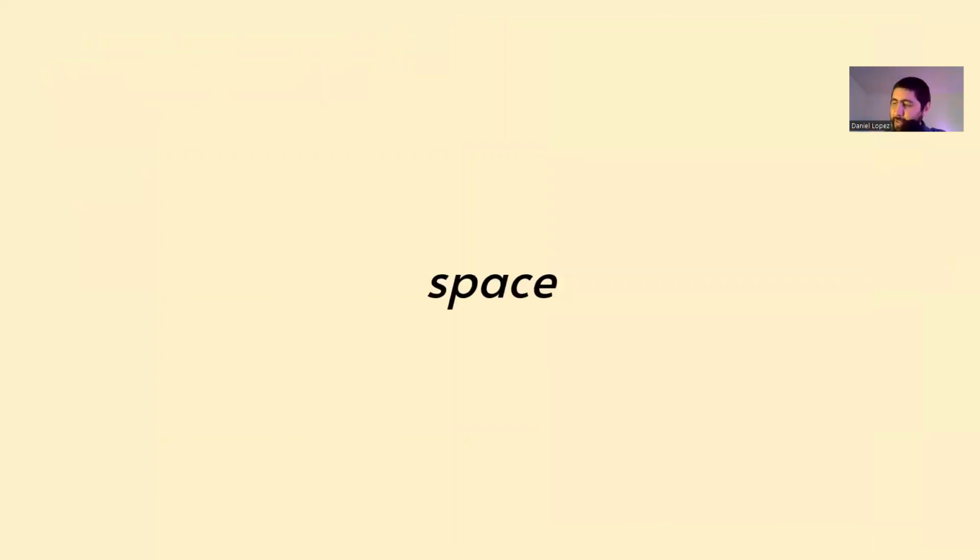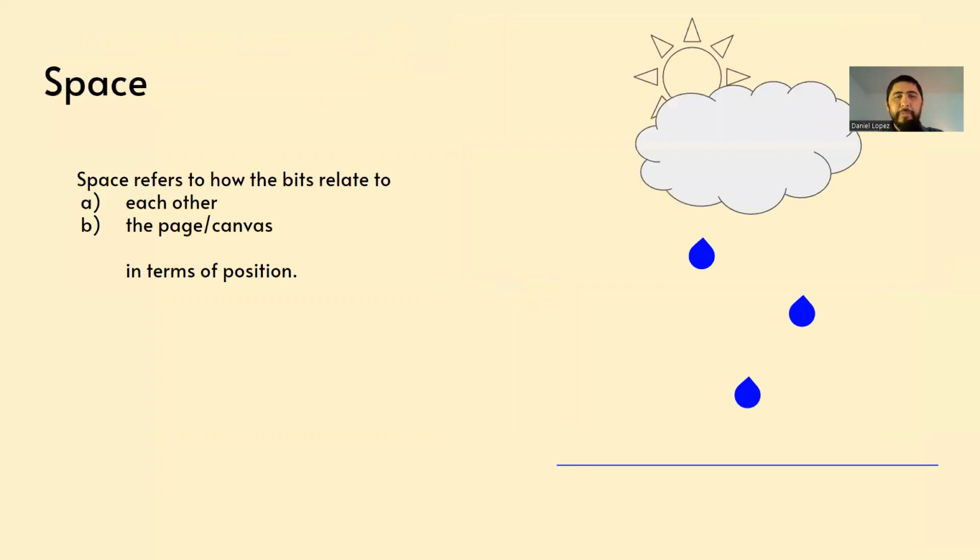Okay, space. Let me check the time. Space is an interesting one because it can be applied in different aspects. Again, this is a different element of art. Space refers to how the parts relate to each other and the canvas in terms of position. On the right we have the sun, a cloud, raindrops, and a line. That's what we literally have.